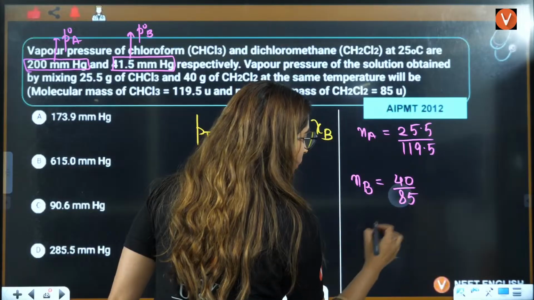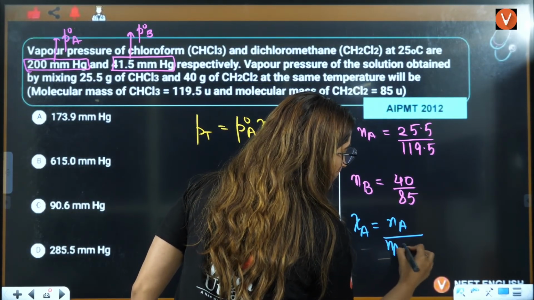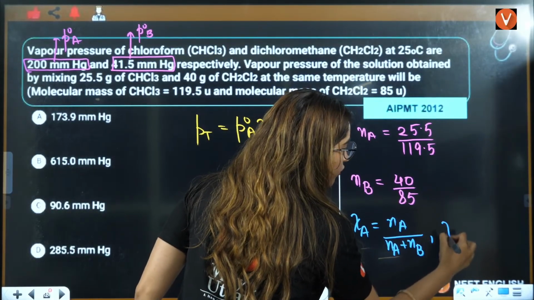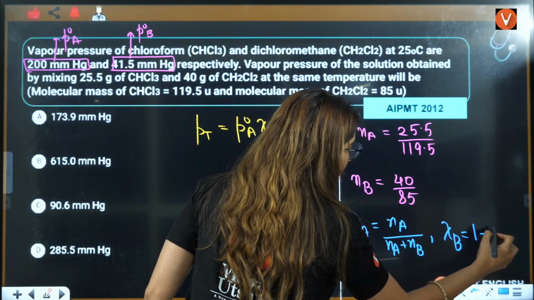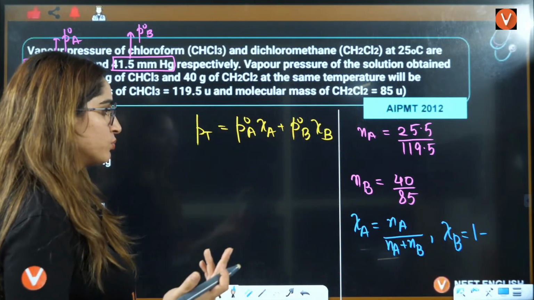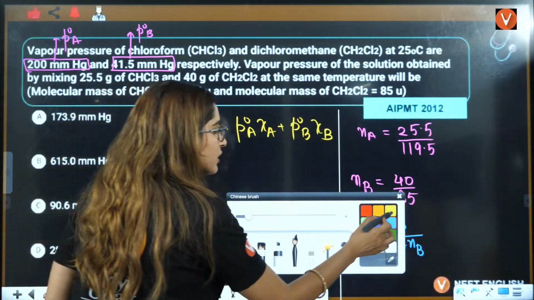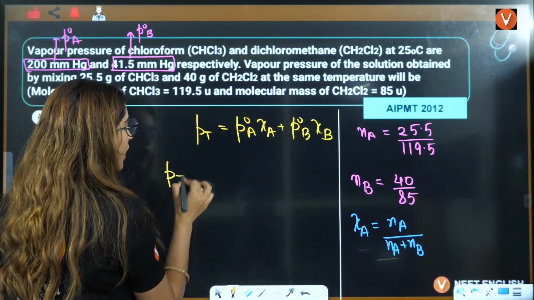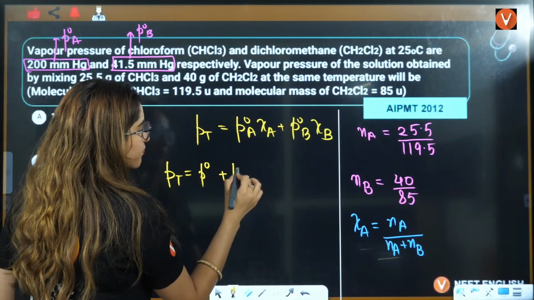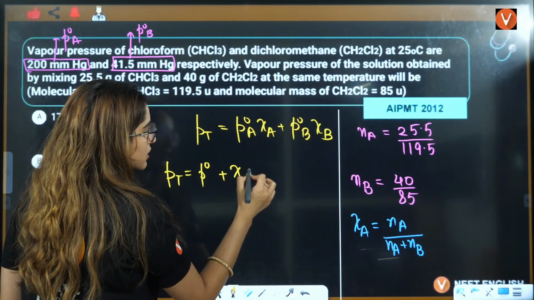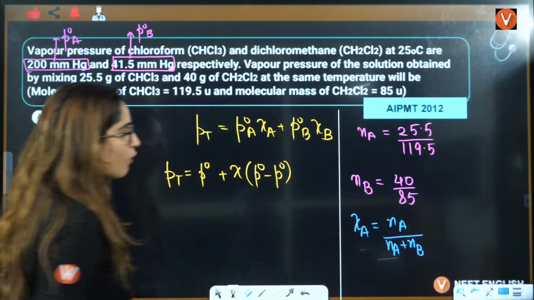Now, what is the formula of mole fraction of A? That is Na divided by Na plus Nb, right? What is mole fraction of B? That is 1 minus mole fraction of A. Or you know what you can do? You just calculate the mole fraction of A. Let's write it in terms of the mole fraction of A. What you have to write? P naught B plus mole fraction A times P naught A minus P naught B. Write it in the form of mole fraction of A.